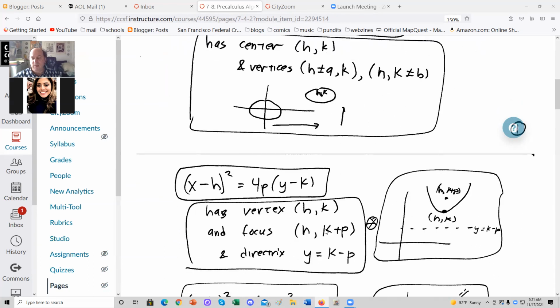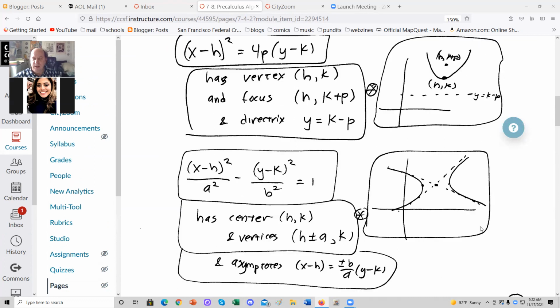Here we have a parabola: x minus h squared equals 4p times y minus k. Again, the vertex, the bottom, will be at h by k, over h and up k. The focus will be h by k plus p right here. The directrix will be y equals k minus p here.